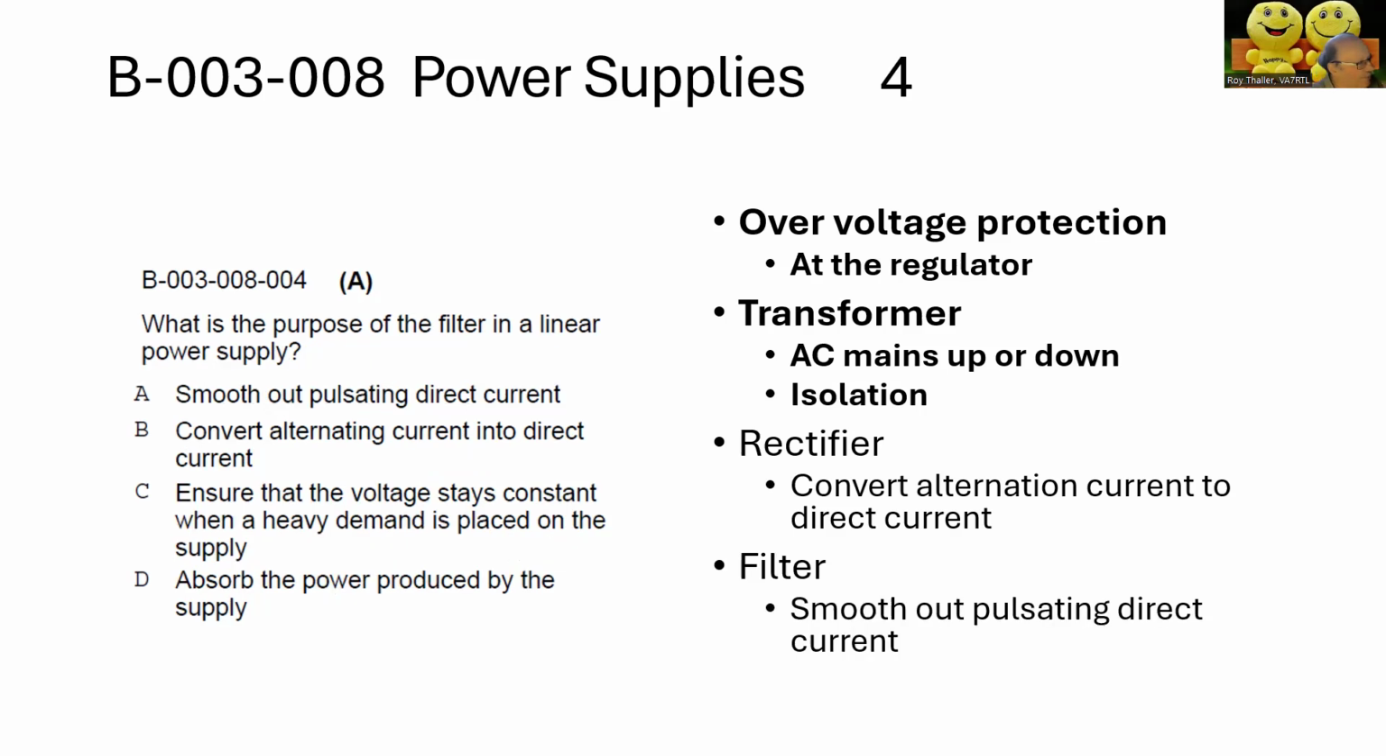What is the purpose of a filter in a linear power supply? So A is the correct answer, to smooth out pulsating direct current. So it smooths out the direct current. So A is the correct answer. And this is usually a capacitor and maybe a choke also, but typically just a capacitor.